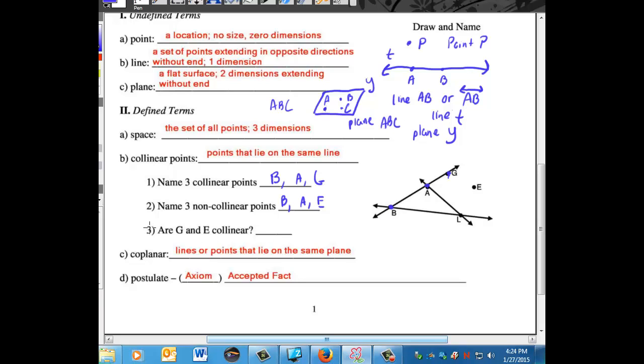Are G and E collinear? Let's put a star by this. This is visually confusing, and here's why. You look at GE, and you don't see a line through these 2 points. However, there's a rule in geometry that says through any 2 points, there exists one line. So even though you don't see a line through G and E, through any 2 points, there exists one line. You could draw on your own line. And we'll try to make it as straight as we can. And so this is going to be yes.